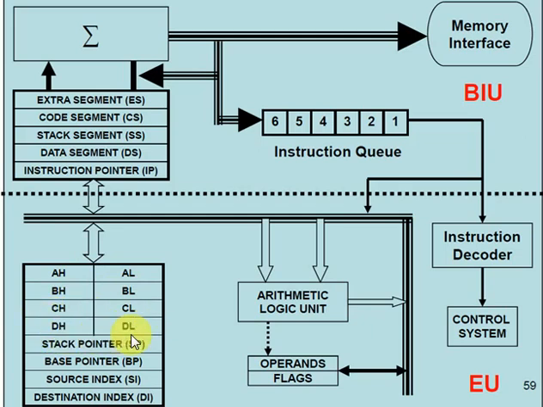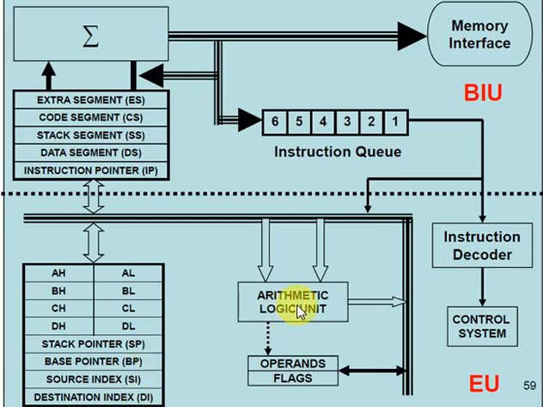The 8086 microprocessor can also support 8-bit operations. So the AX register is divided into two 8-bit registers, AL and AH, and the base register BX is divided into BL and BH, the count register into CL and CH, and the data register into DL and DH. Each register is divided into two 8-bit registers: AL, AH, BL, BH, CL, CH, and DL, DH. Next registers are the stack pointer, base pointer, source index, and destination index. These are also 16-bit registers in the 8086 microprocessor.